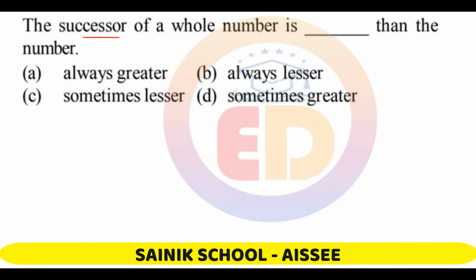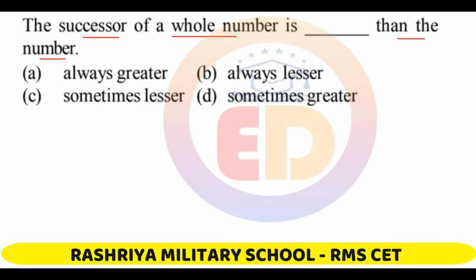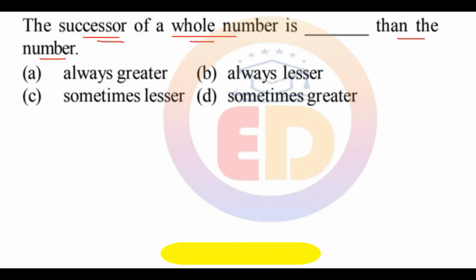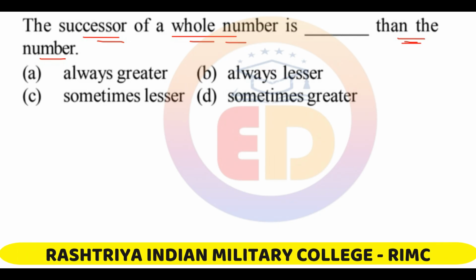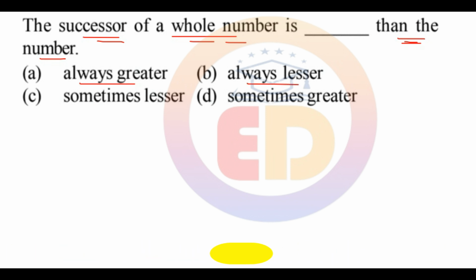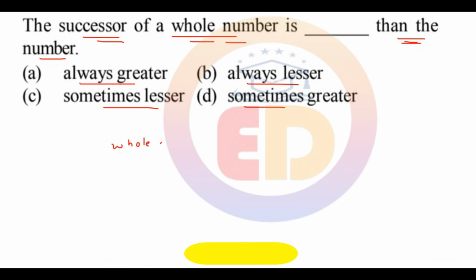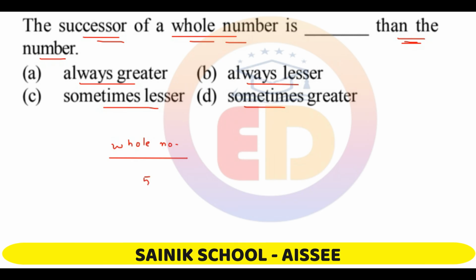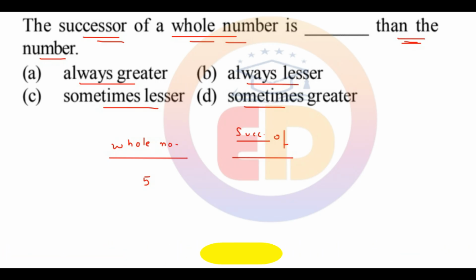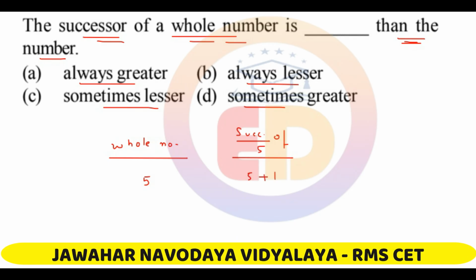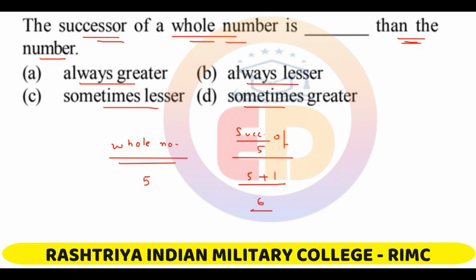The successor of a whole number is dash then the number. The meaning of the sentence is successor of a whole number is dash then the number. कि एक whole number का successor हमेशा उस number से क्या होता है? Look at the option. Says always greater, always lesser, sometimes lesser, sometimes greater. Let's take a whole number 5. What will be the successor? Successor of 5 will be 5 plus 1, which is 6. Now if I compare the whole number and its successor, I see that 6 is greater than 5.